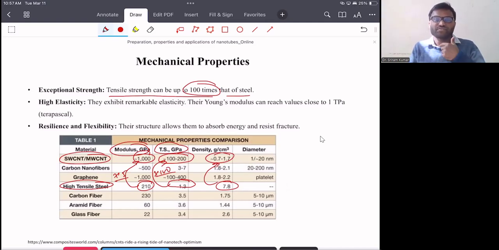That is stronger, at the same time it's lighter. So you can use that CNT for diverse applications. And at the same time, because of that exceptional strength of the CNT, we can use these structures because they can absorb high energy and resist fractures.